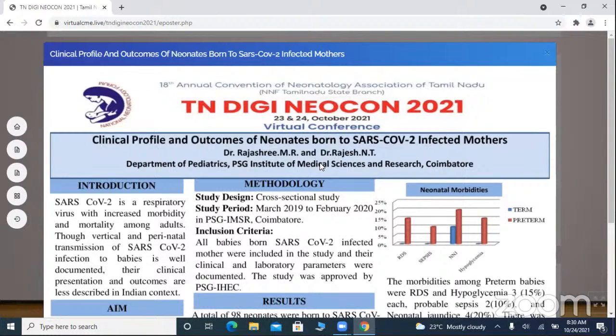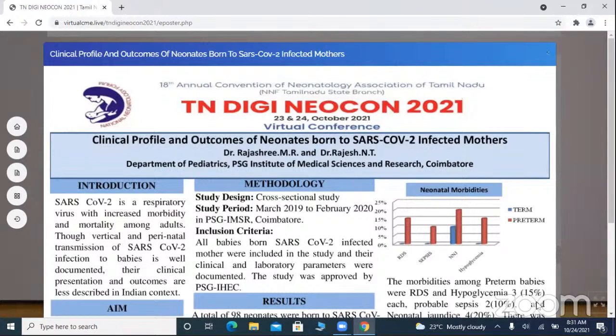Though the vertical and perinatal transmission of SARS-CoV-2 infection to the babies is documented, their clinical presentation and outcome are less described, especially in our Indian context. So our aim is to study the clinical profile and outcome of the neonates born to SARS-CoV infected mothers. The objective of the study is to identify the incidence of early neonatal comorbidities in the study population.